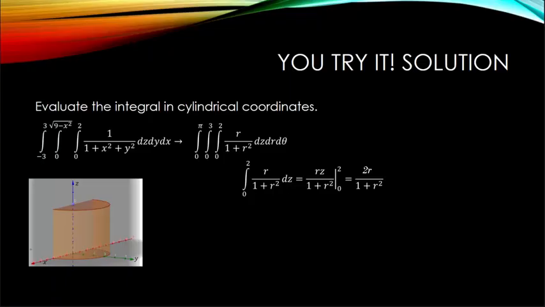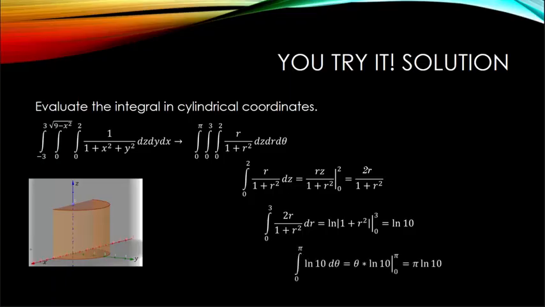Now I put this integrand into my middle integral. I get the integral from 0 to 3 of 2r over 1 plus r squared dr. This is equal to the natural log of the absolute value of 1 plus r squared evaluated from 0 to 3. This gives me the natural log of 10. This becomes the integrand in my outer integral. I get the integral from 0 to pi of the natural log of 10 d theta is equal to theta times the natural log of 10 evaluated from 0 to pi. This gives me pi times the natural log of 10.